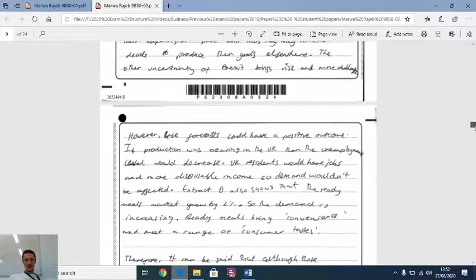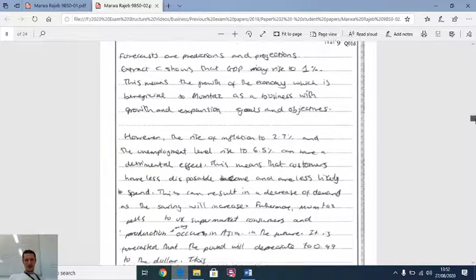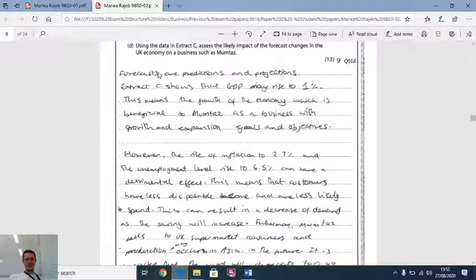Well, I think we're going to ignore the first paragraph because I think she's gone into definitions. Yeah, she's defined forecasts. We don't need that. She's used a bit of data, which is fine. But yeah, this means the growth of the economy. No, that first paragraph not particularly needed.